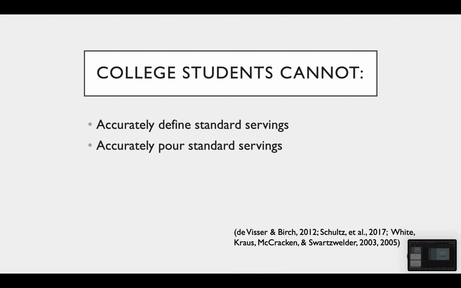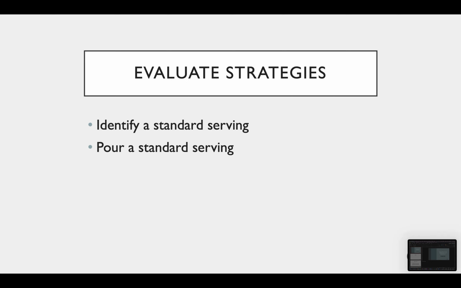Protective strategies, such as counting drinks and setting drink limits, require some understanding of and an ability to pour a standard serving of alcohol. And yet most college students cannot accurately define or pour standard drink servings. Before we can evaluate whether the skill of counting and setting drink limits does reduce the number of negative consequences of drinking, we ought to evaluate whether college students can learn to identify and pour a standard serving of alcohol.